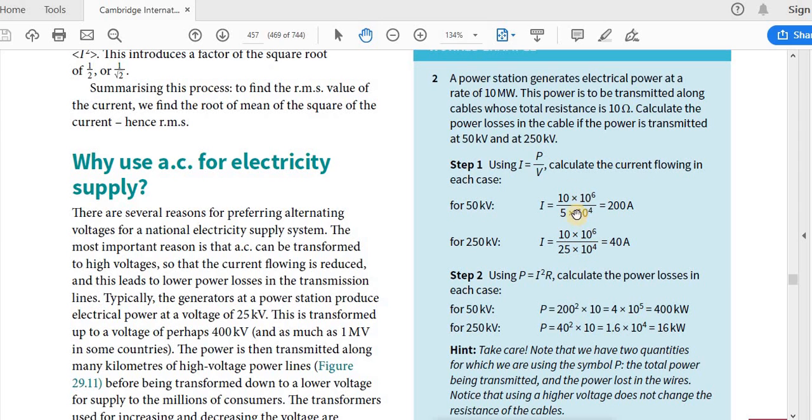Now the power is the same in both cases, the power that is input or sent from the power station. You can see the current here is much higher, and the current here is much lower compared to this. Then P equals I squared R. I is 200, R is 10.